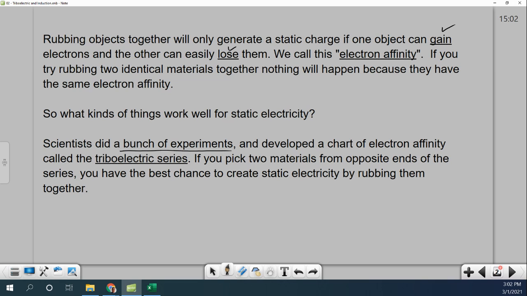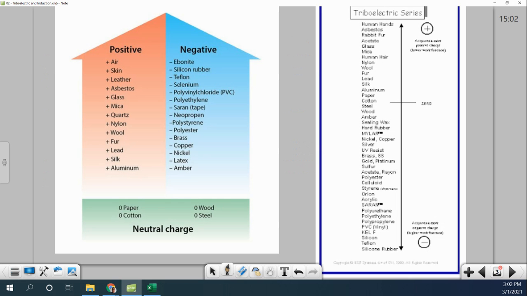So here's the deal. You pick 2 materials from opposite ends of this series. One that really, really wants to steal electrons and one that couldn't care less if it gives them away. Then you have the best chance to create static electricity by rubbing them together. So you Google it. Just literally Google Triboelectric Series, hit the Google Images button. This is what pops up, a whole bunch of different charts. And they'll show you what these objects are.